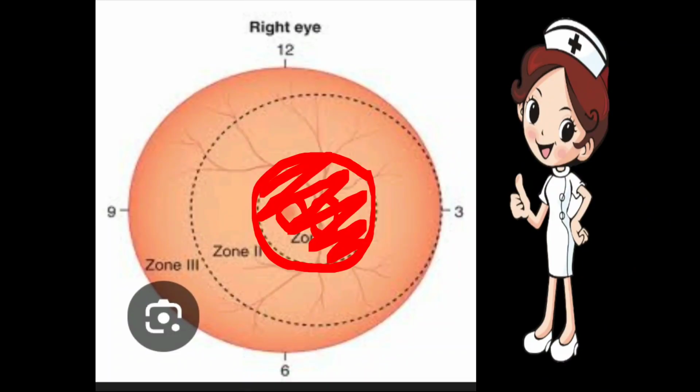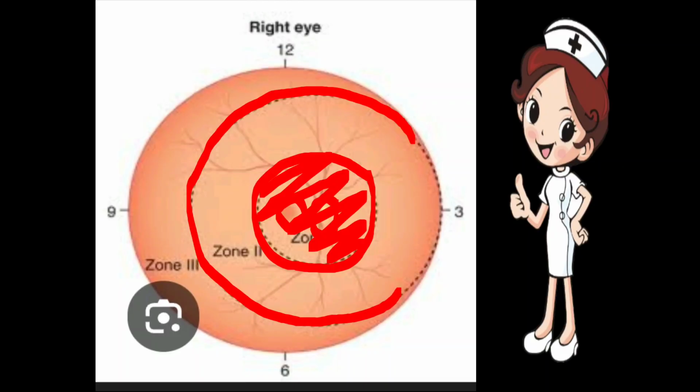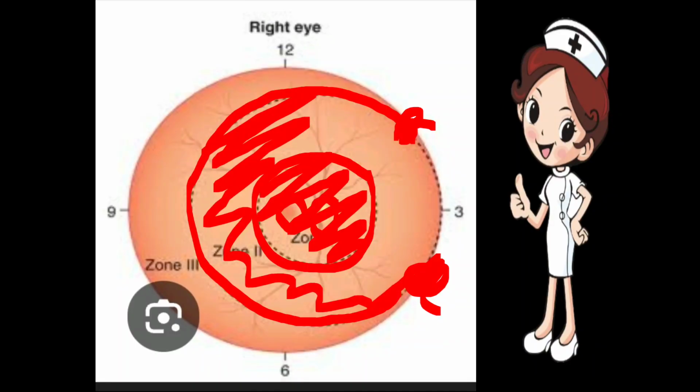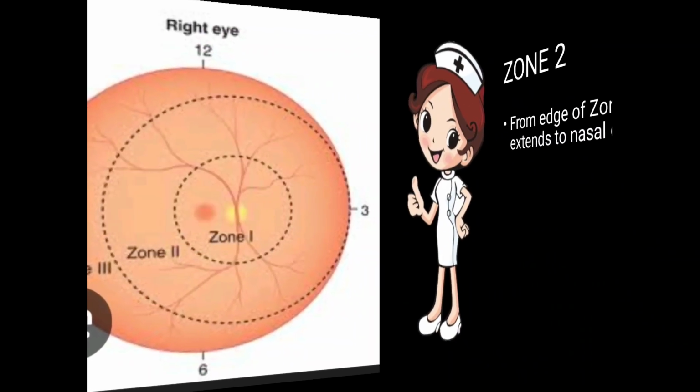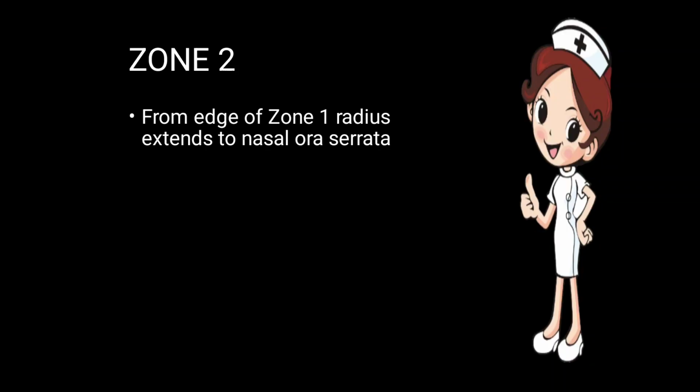Next one is zone 2. Zone 2 extends from here to the ora serrata area. The ora serrata is where the formation of the retina starts. That covers zone 2. The leftover part is zone 3, and we can see it by using the clock hours: 12 o'clock, 6 o'clock, 3 o'clock as well as 9 o'clock. So all 3 zones look in this way.